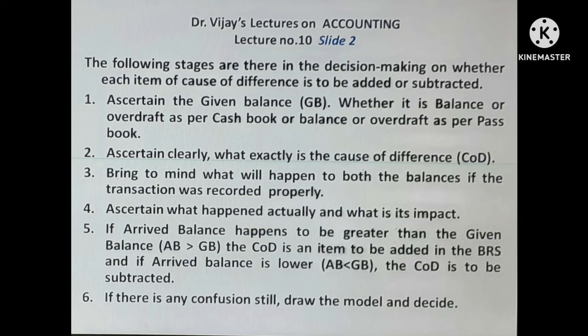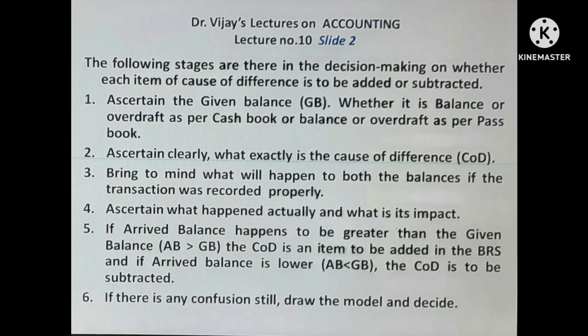Slide 2 explains the thinking process in deciding whether a cost of difference is to be added or subtracted in the preparation of bank reconciliation statement. Stage 1 is ascertain the given balance, whether the given balance is overdraft or balance as per cash book, or overdraft or balance as per passbook. The second stage is ascertain clearly what exactly is the cost of difference. If you do not understand the meaning of cost of difference given in the problem, you can't do it correctly.